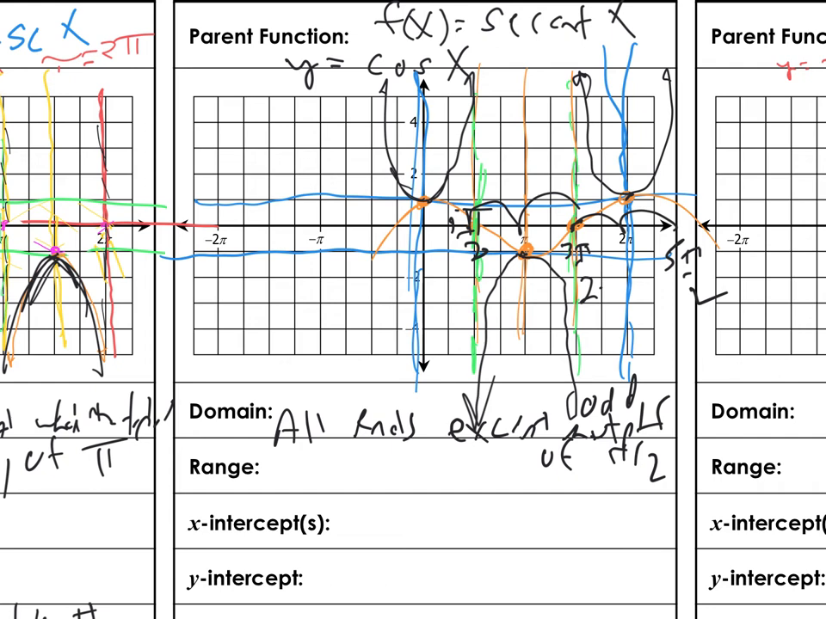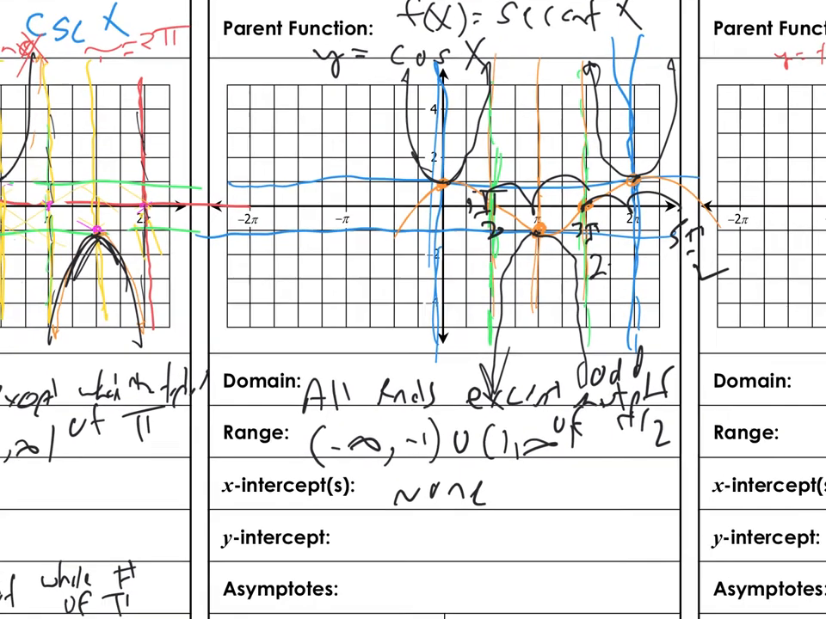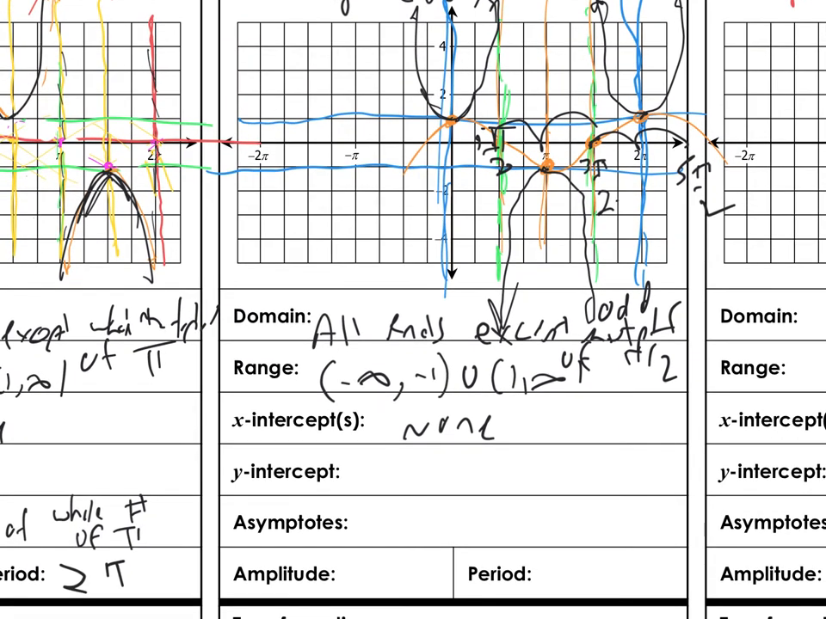What's the range? Is there a way to shorten that? Because that's too much. I don't know. I don't want to hurt my brain trying to. Range? About the same as the first. It's the same. Negative infinity to negative 1, then we skip it, union 1 to infinity. Were there any x-intercepts this time? Oh, no. There's none. Were there any y-intercepts this time? Yeah. Where? The very first one that I drew, right? 0, 0?